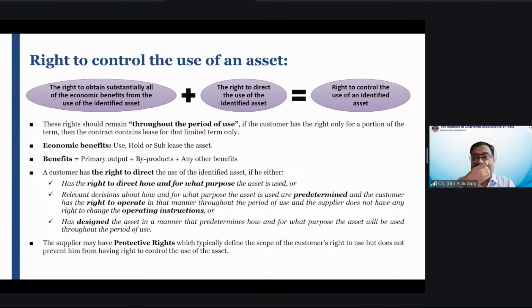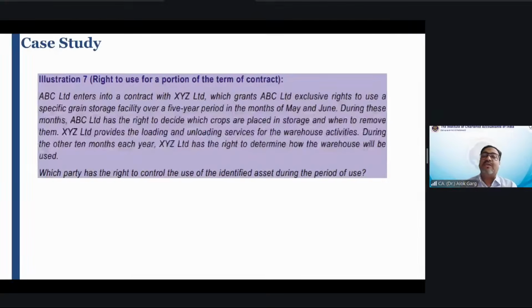For example, the lessee has taken a machinery on a lease basis. What is the primary product from the machinery? Output, goods produced. And for example, government is giving an incentive to the lessee per unit of output. This is a byproduct, or any other benefit. This benefit should also lie with the lessee because it is coming from the use or from the production. Second, the right to direct how to use and for what purpose the asset is going to be used should belong to the lessee. So this is the third aspect.